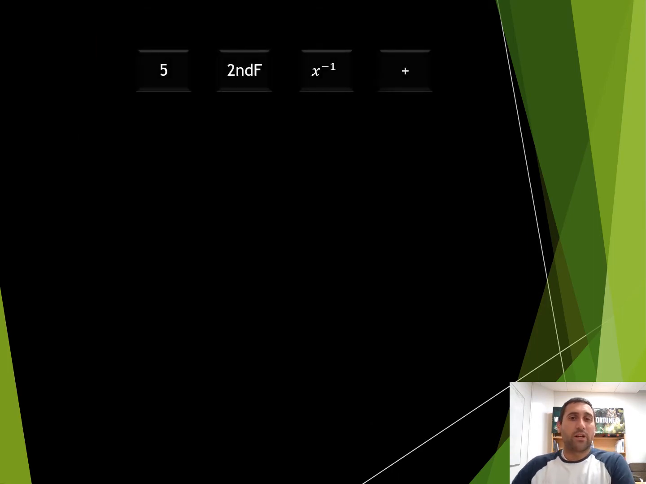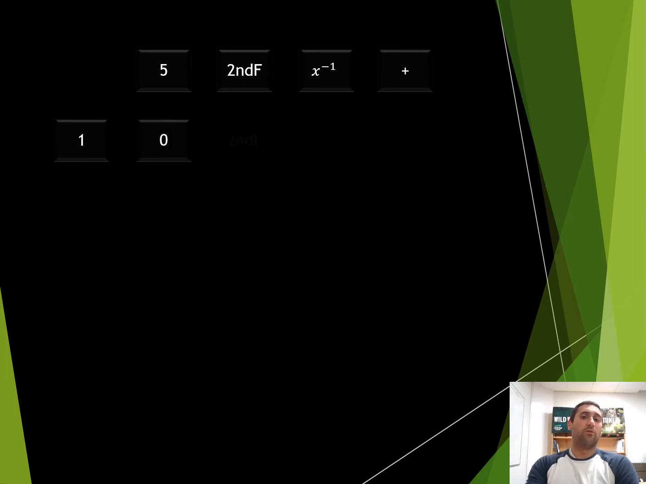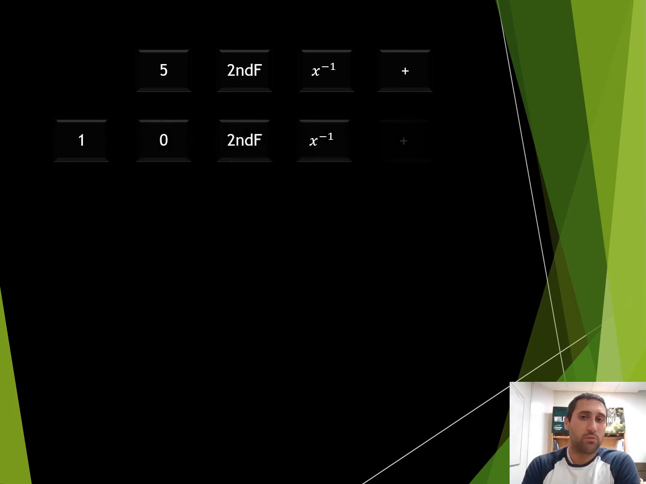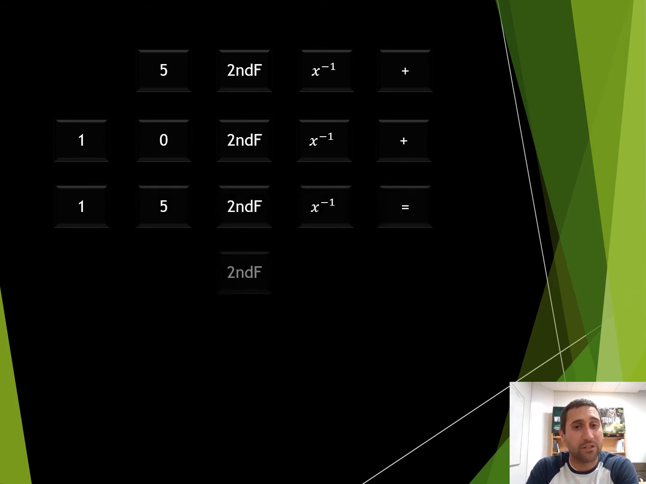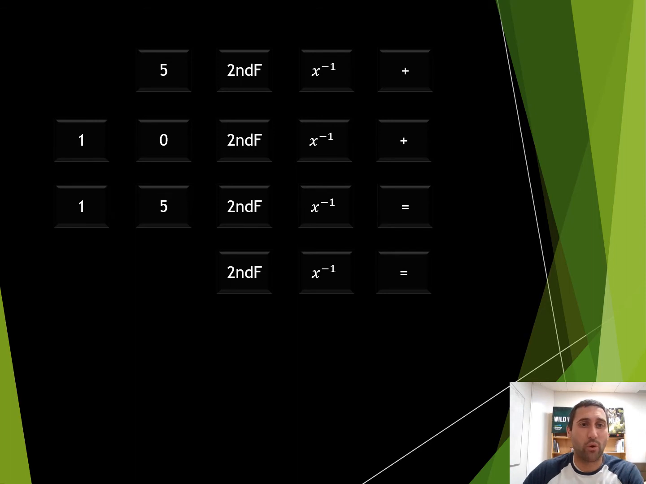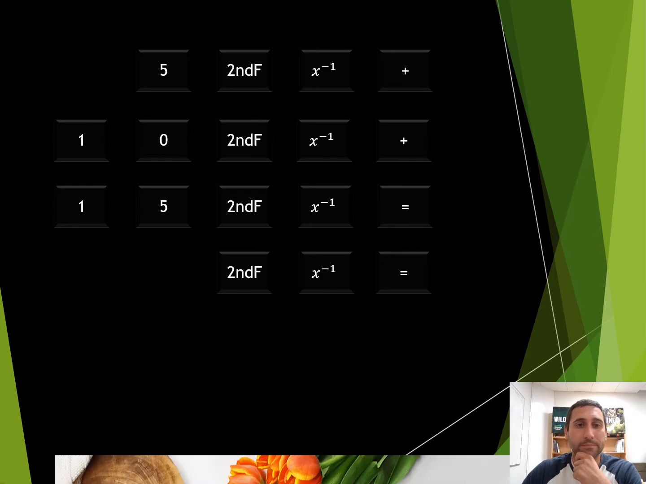So if we were to put this in our calculator, we would go 5 second function x to the -1, plus 10 second function x to the -1, plus 15 second function x to the -1, equals. Then whatever that answer is, you would second function x to the -1 that answer, and that will actually give you your total resistance. That's how you would use the calculator to figure that out.